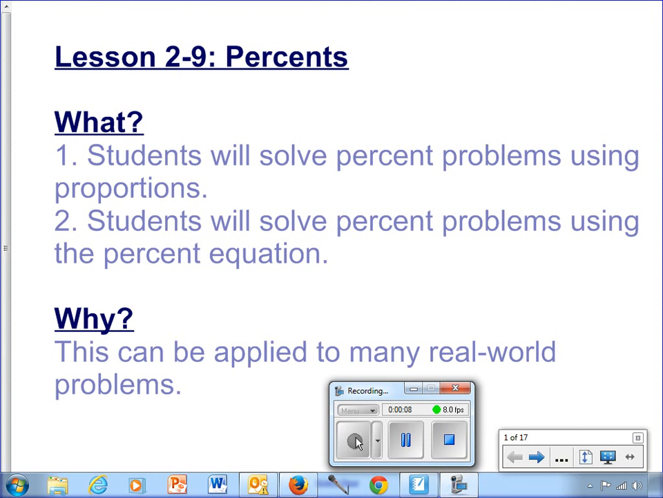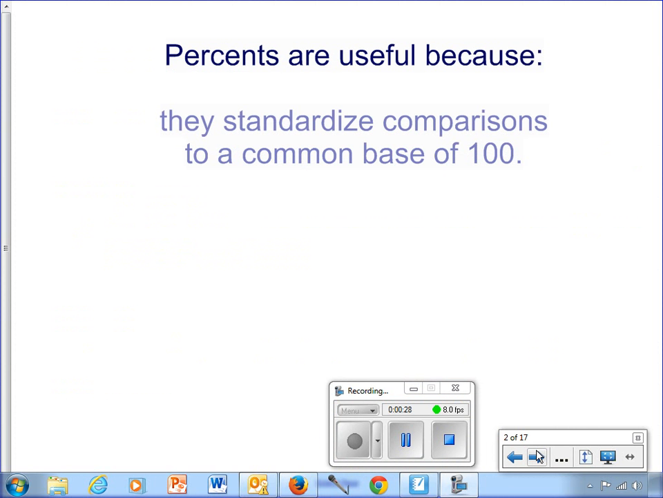Our objective in this lesson is that you will solve percent problems using proportions, and also that you will be able to solve percent problems using the percent equation. This is important because we can apply it to many real-world problems. All right. Percents are useful because they standardize comparisons to a common base of 100. Percent means per 100.